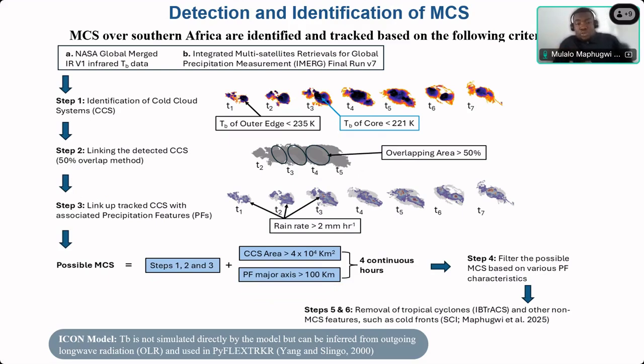And then when it comes to the model, we only have one model that had the output from EERIE, which was the ICON model, in historic as well as future. The model doesn't really simulate brightness temperature, but it produces what we call outgoing longwave radiation, which is what we use in order to track these systems. We convert this OLR into brightness temperature, and then we can follow similar steps to what we did in observation in order to track these mesoscale convective systems in a higher resolution model.